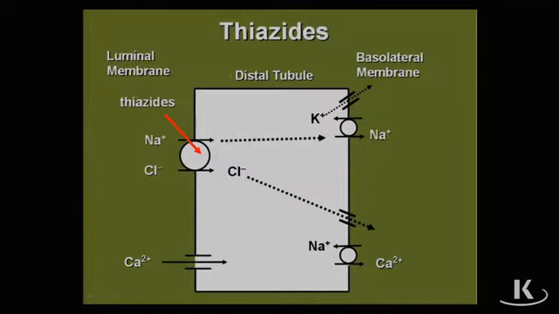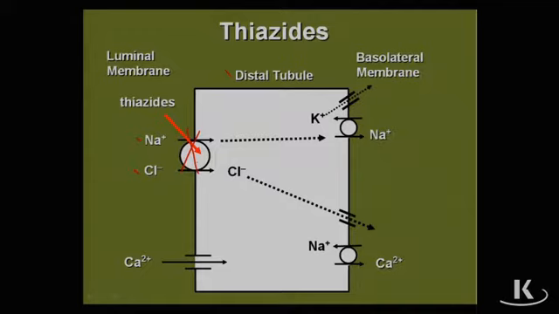Thiazides and their mechanism of action in the distal tubule involve a symport of sodium and chloride. Notice here, no participation of potassium. It is by blocking the sodium chloride entry into the distal tubule that we can call a thiazide a diuretic.